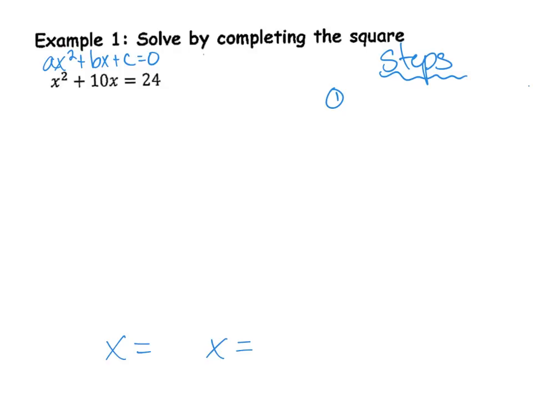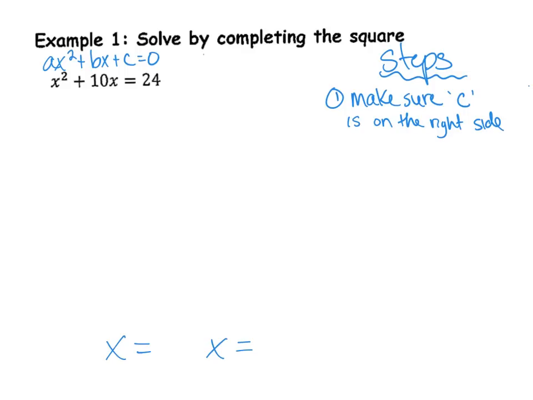So my steps are going to be, what do I do first? First job, make sure the c is on the right side. So on the other side of the equal sign. And look, 24 is. Done. Looks great.